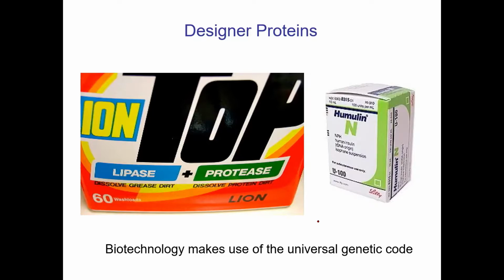You can see in this case, they're showing a detergent that has a lipase and a protease in there. Lipase breaks down greases, protease breaks down proteins, to help the detergent break things down. And those were put into E. coli for the detergent. Humulin is a human insulin, also put in E. coli. So this is very, very handy stuff.